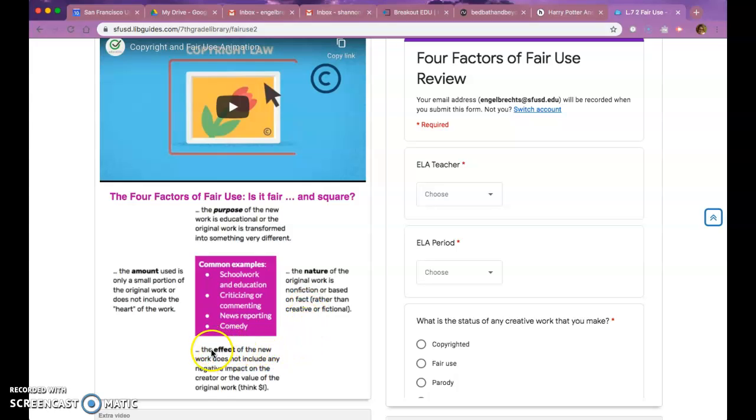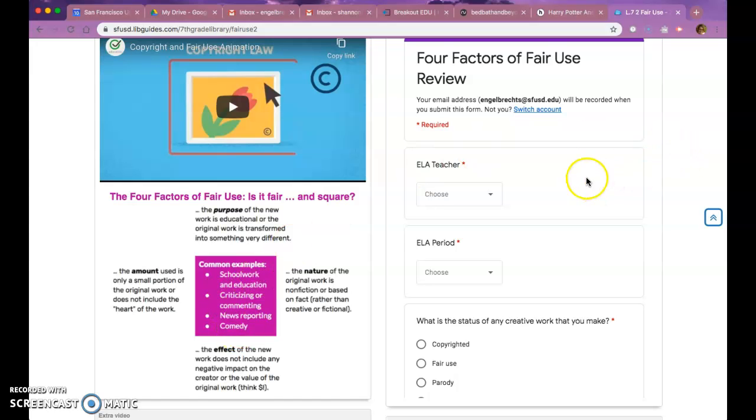And the effect is the new work does not deny the original creator any income and doesn't denigrate the value of the original work. The most common examples are schoolwork and education. For example, quoting copyrighted material in a paper you're writing, criticizing or commentary, news reporting, or comedy. Or if you're John Oliver, all 3.